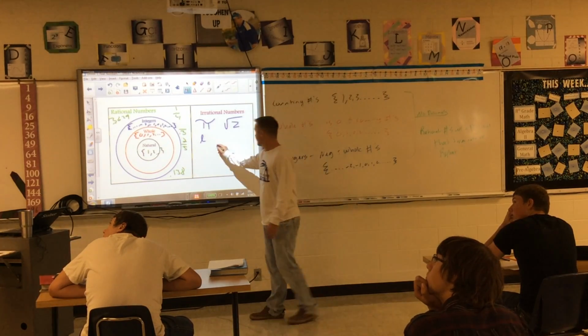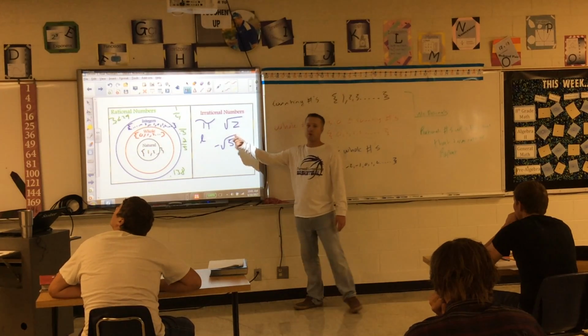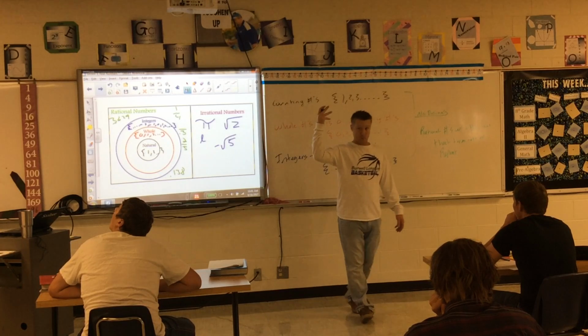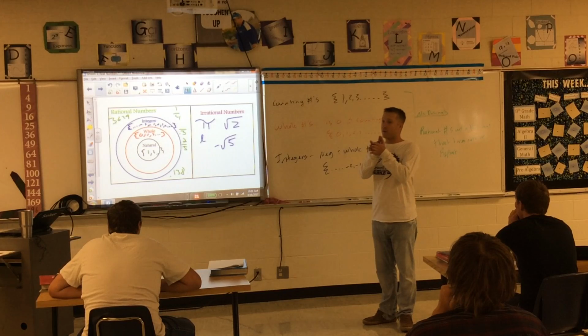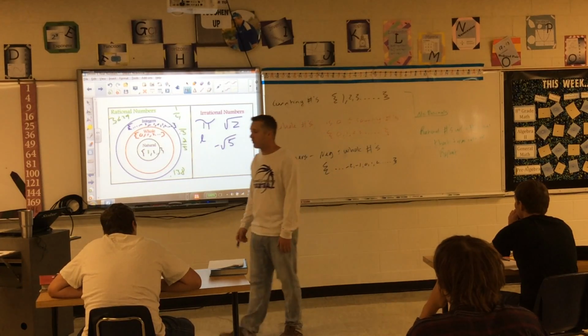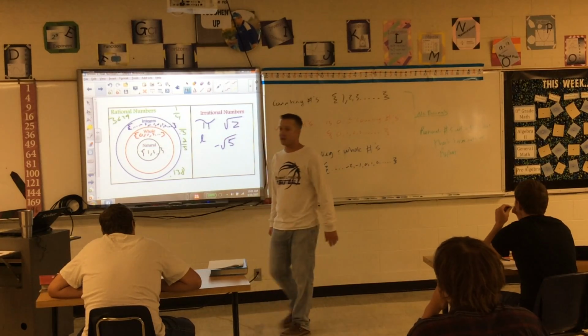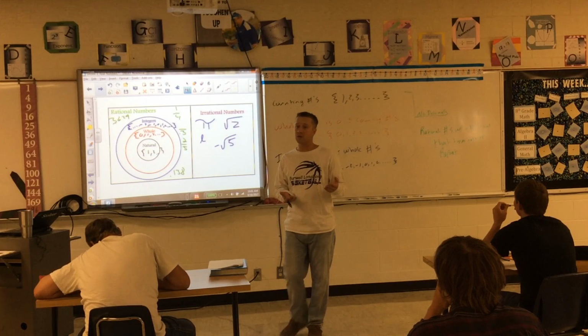You could have negative square root of 5. What do you notice about 2 and 5? They're both what type of number? Imperfect squares. Not perfect. 2 and 5 are not perfect squares. Imperfect squares, yes. So those are all examples of irrational. And all irrational means that the decimal goes on forever.